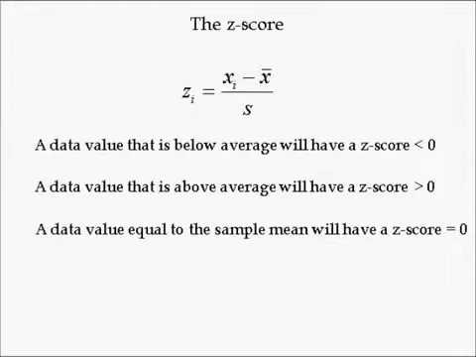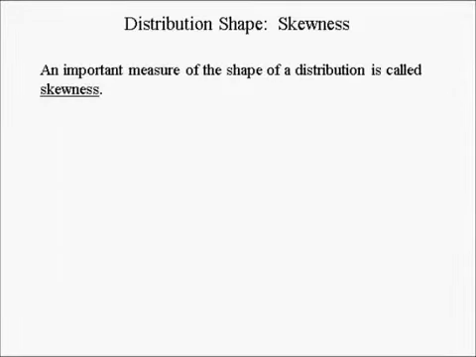A data value that is average will have a z-score equal to 0. If you are an average free throw shooter, your z-score is equal to 0. As I said earlier, I believe the z-score is the single most important concept taught in elementary statistics. It can be used to help determine the shape of the distribution.